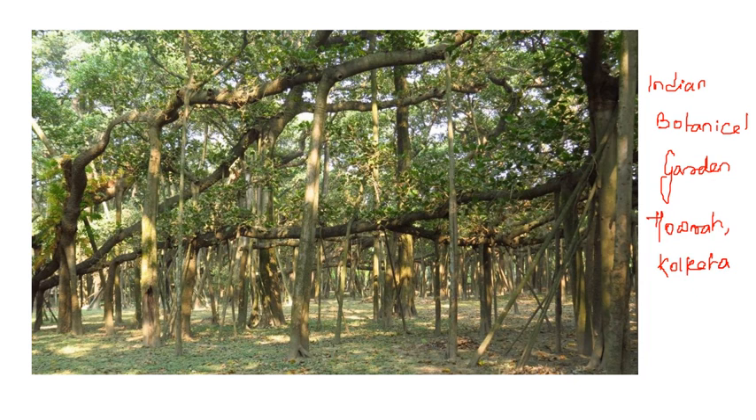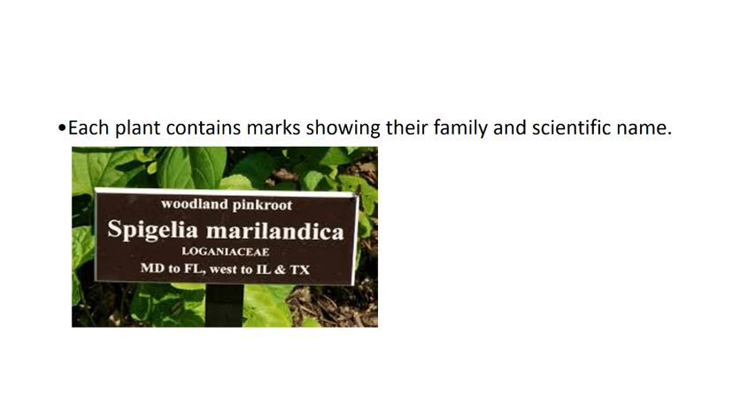Okay. Now, when any plant is labeled in the botanical garden, they show its family name and the scientific name. The label shows the scientific name, which is Spigelia marylandica, and the family name, that is Loganiaceae. Okay, so the labeling includes the family name and the scientific name.